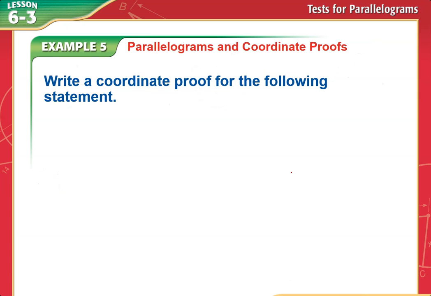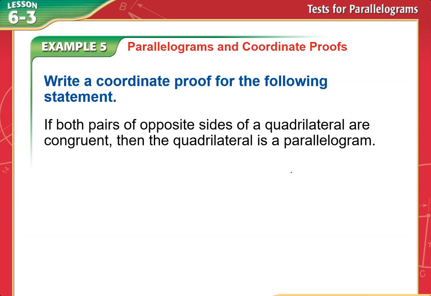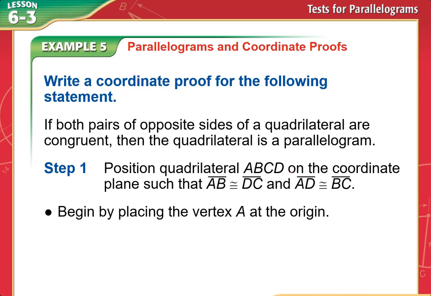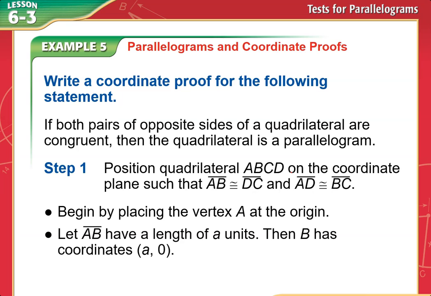Okay, we're going to write a coordinate proof of the following statement. If both pairs of opposite sides of a quadrilateral are congruent, then the quadrilateral is a parallelogram. Okay. Step 1. We're going to go right through this, but you won't be responsible for it. Okay? Begin by placing the vertex at A at the origin.